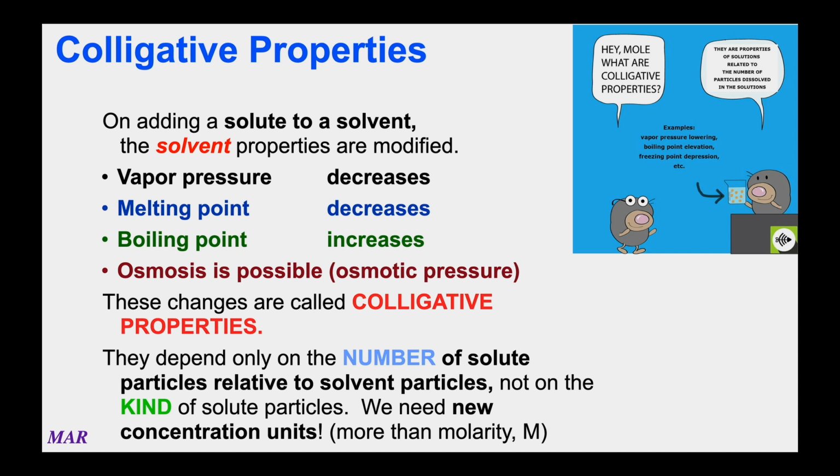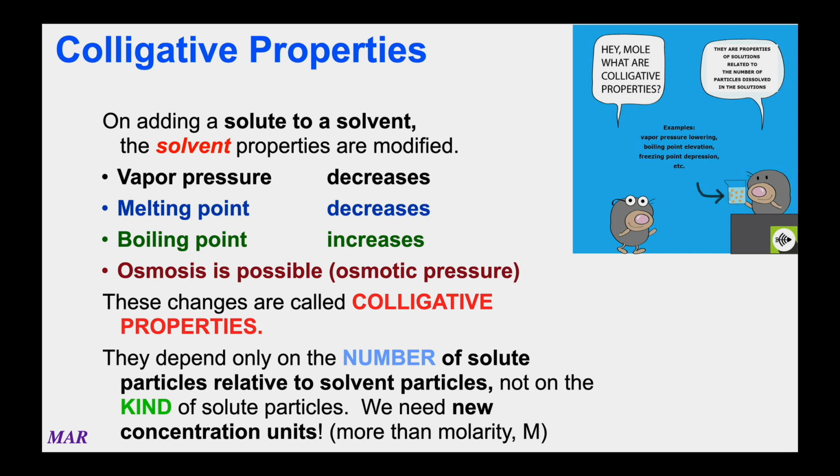And in a solution, to figure out the strength of these colligative properties, we need to know the number of solute particles relative to the solvent particles. And this is really wild. We don't need to know what kind of solute particles we have. We just need to know the number of solute particles relative to solvent particles.